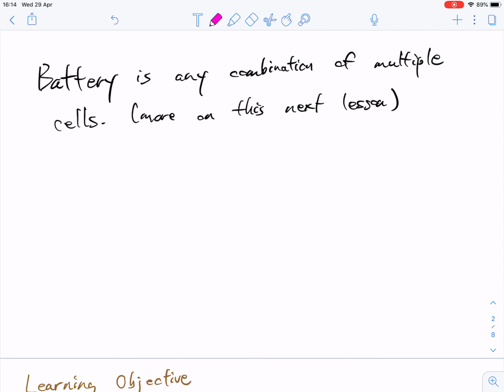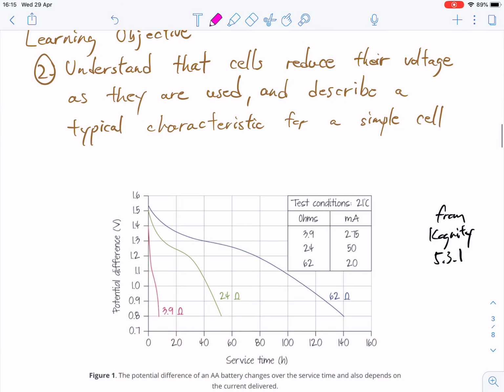Now, the common everyday term for what we call cells in physics is a battery. A battery then takes on a new definition in physics, where it consists of multiple cells. We'll talk more about batteries next lesson.